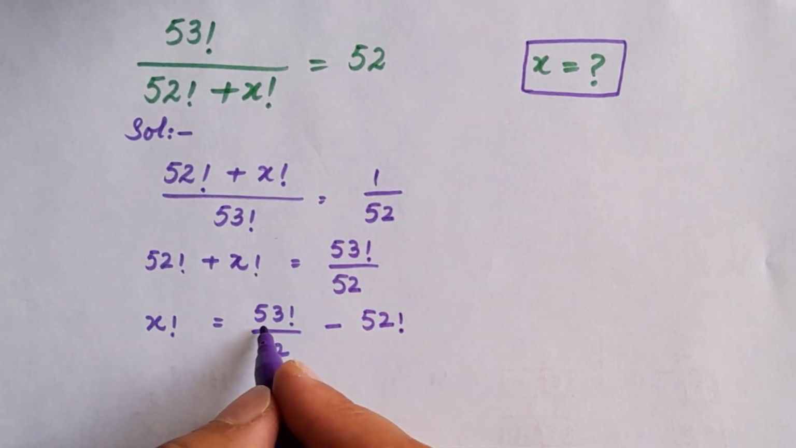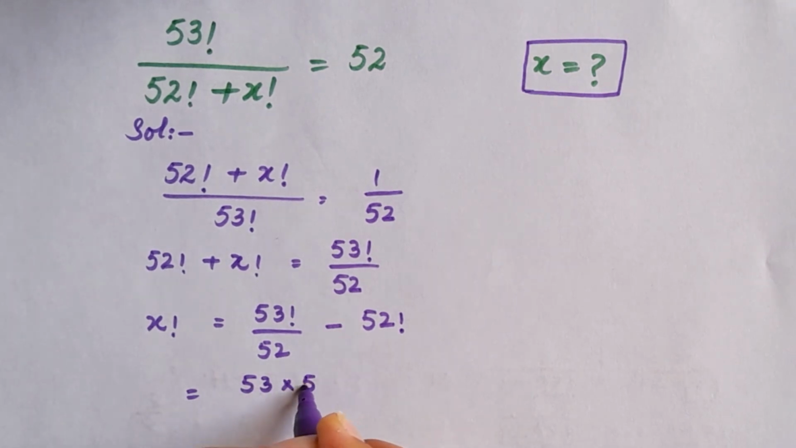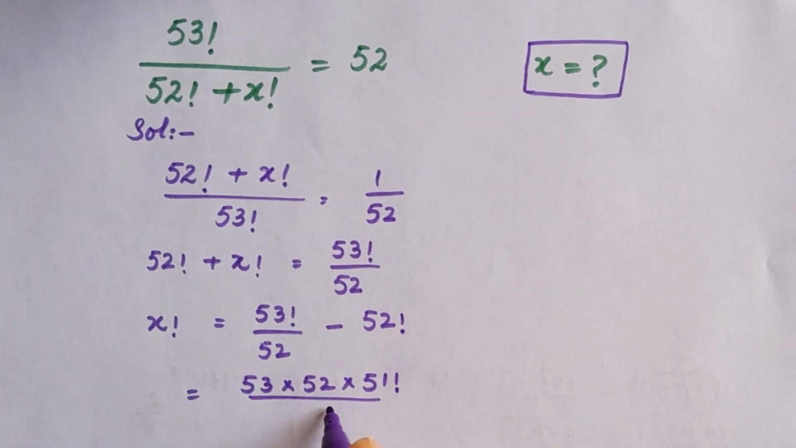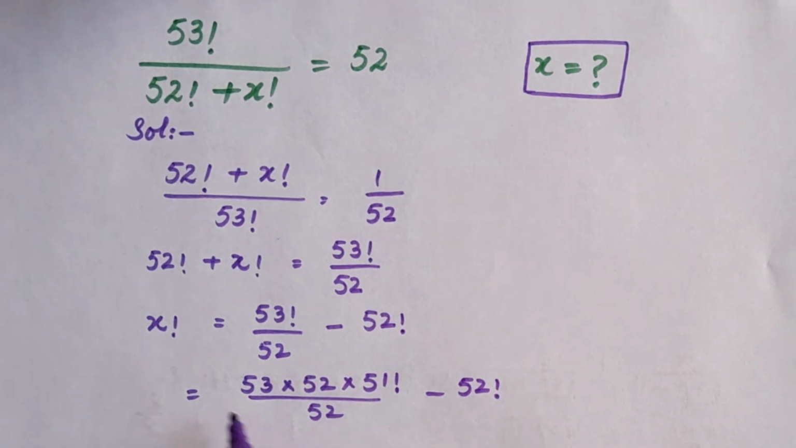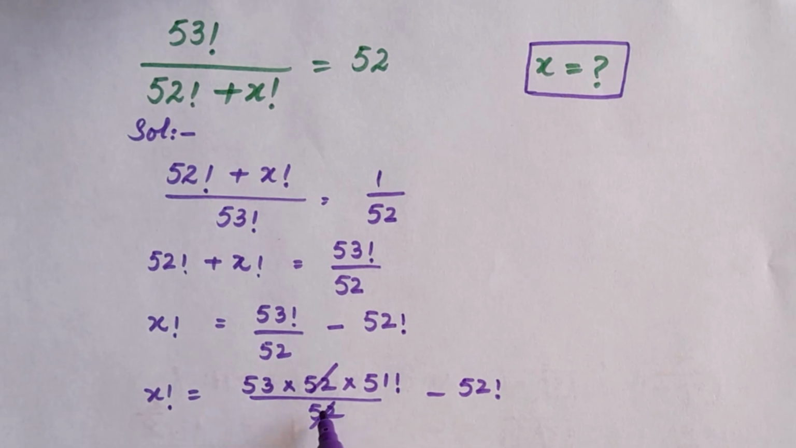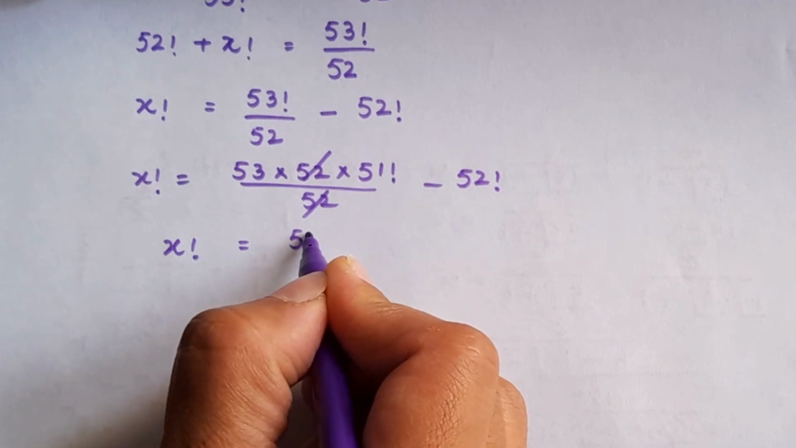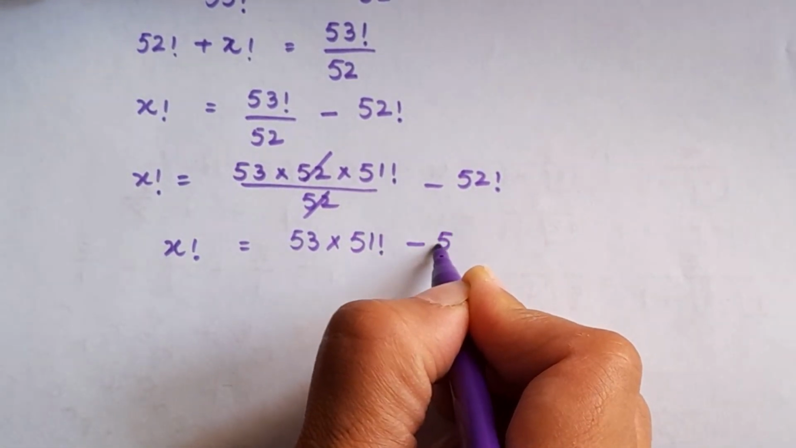Now we are going to change this 53 factorial. We can write this 53 factorial as 53 times 52 times 51 factorial divided by 52, minus 52 factorial. Why have we done this? Because now we can see that in the numerator and denominator 52 cancels out. We are left with 53 times 51 factorial minus 52 factorial.